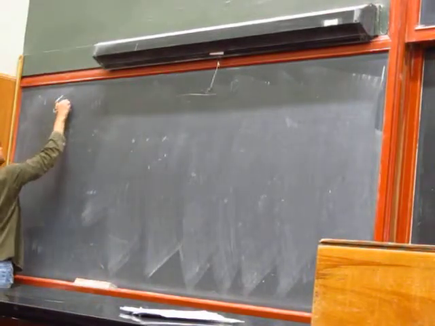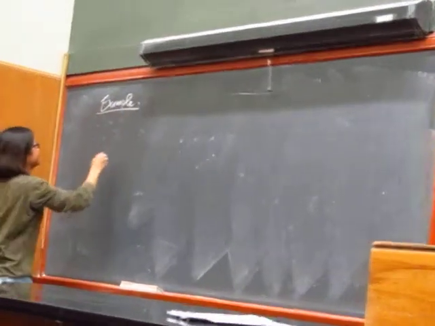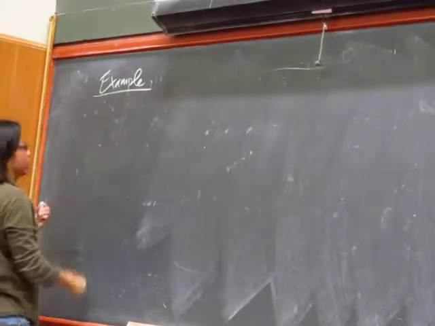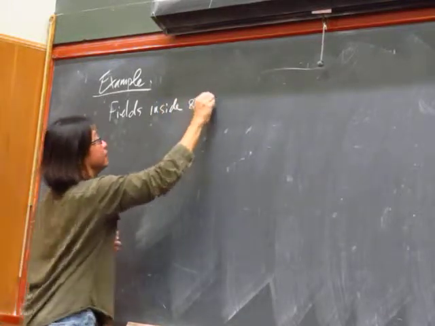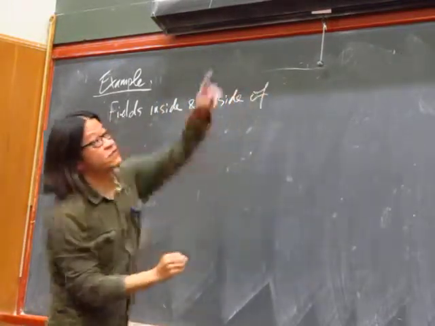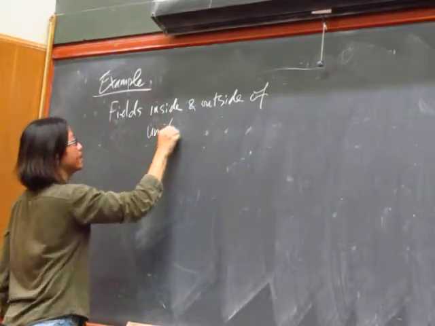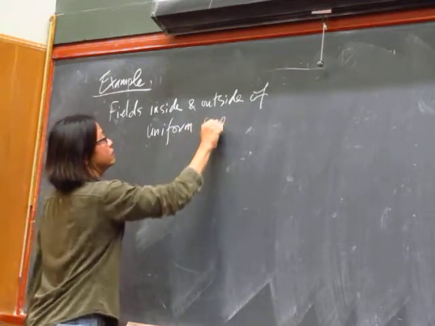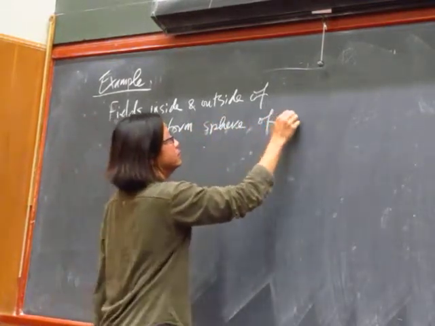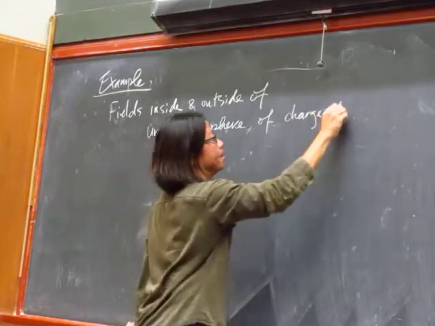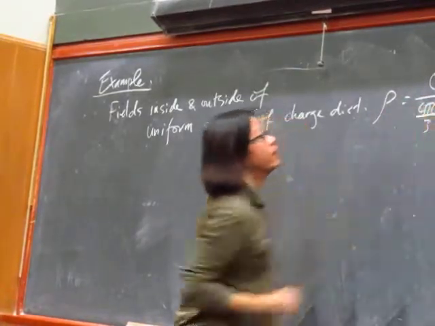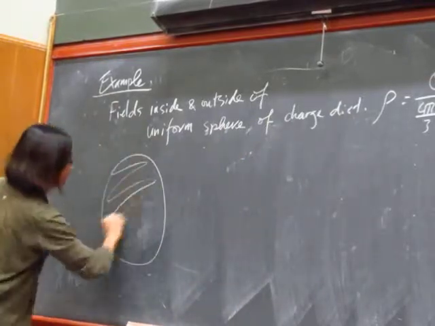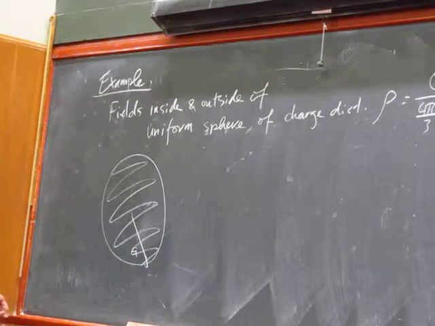Another example. Suppose I want to find the field inside and outside of, so instead of a spherical shell of charge, I have a uniform sphere of charge distribution rho equal to Q over 4 pi over 3 A cubed, of some radius A. It's uniform, it's a sphere, it doesn't look like a sphere, but it is.